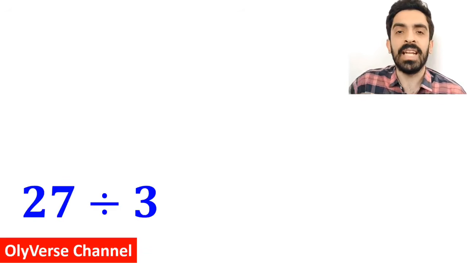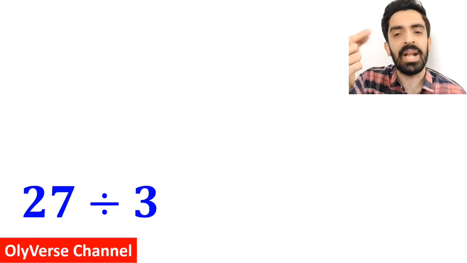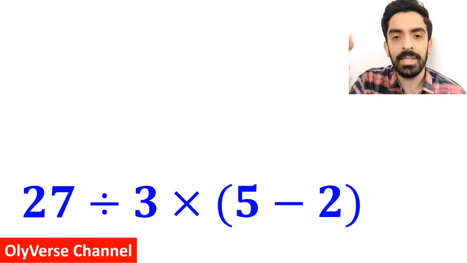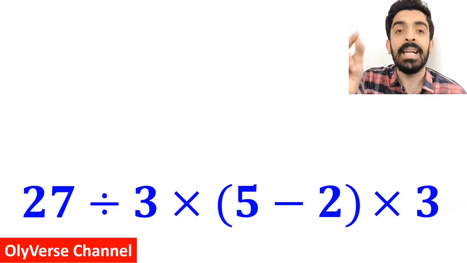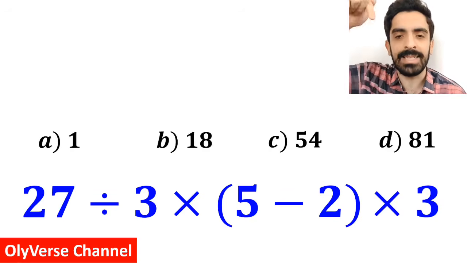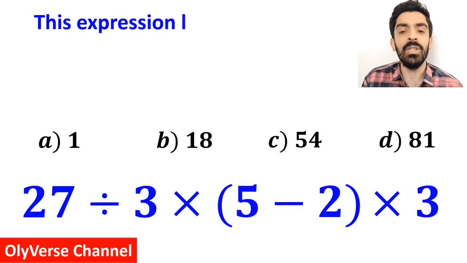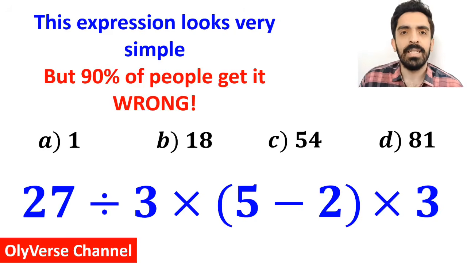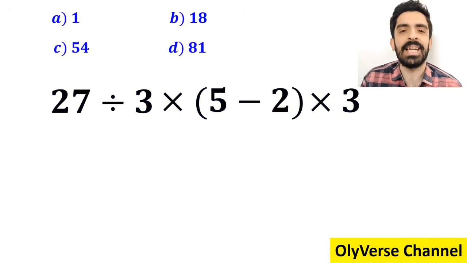What is the value of the expression 27 divided by 3 multiplied by (5 minus 2) and again multiplied by 3? Which option do you think is the correct answer to this question? This question looks very simple, but 90% of people get it wrong. Let's go step by step and solve it together.